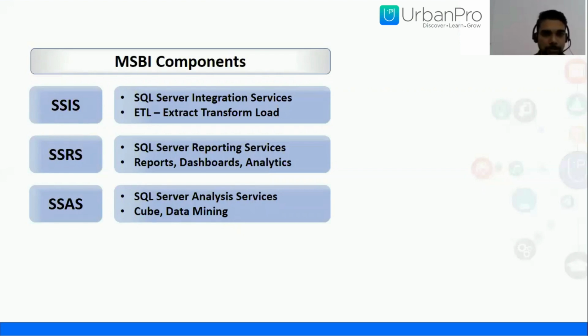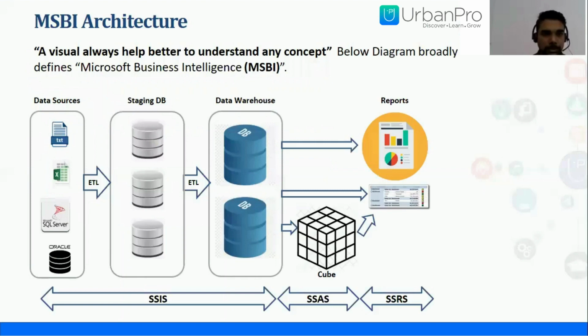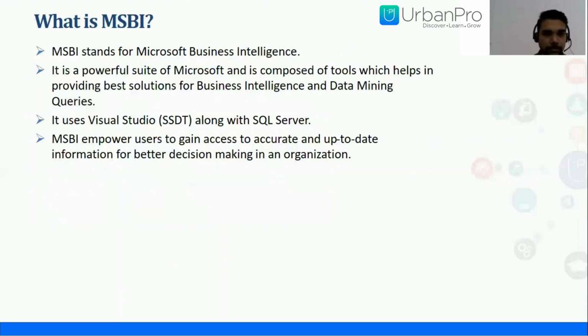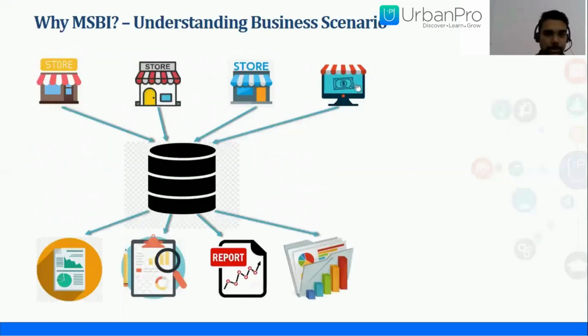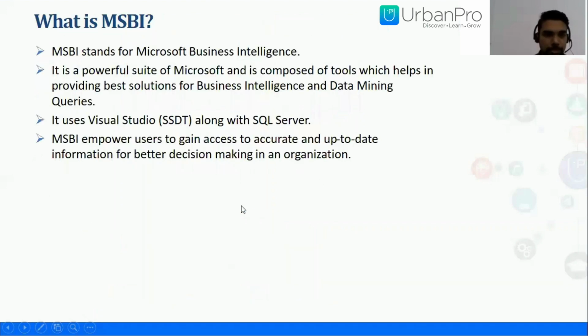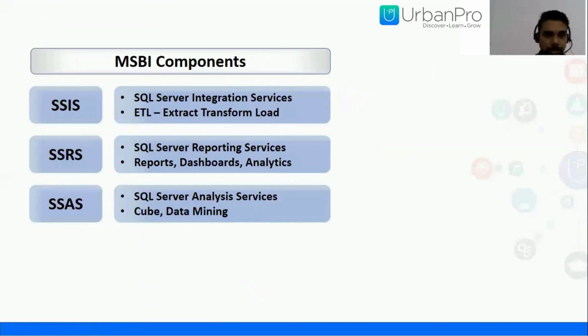Let me explain the workflow or architecture of MSBI. If I go back to our previous slide of the business scenario, we discussed a business scenario where a retail company has different stores in different locations. You need to process the data and generate different reports, or you'll be using the data for different purposes. So how do you translate this? How do you perform this? As I said, MSBI is the tool from Microsoft, and it has three different components: SSIS, SSRS, and SSAS.